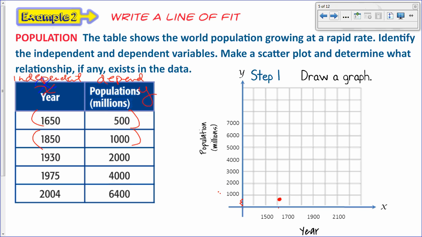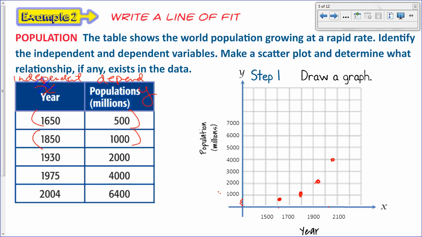Yeah, exactly. So now we can go ahead and do the rest of them. 1850 is the same thing, about right in the middle. Go up to 1,000, about right in there. And then 1930 is just a little over 1,900. Go up, pretty big jump right there. Okay, 1975, go to 4,000.